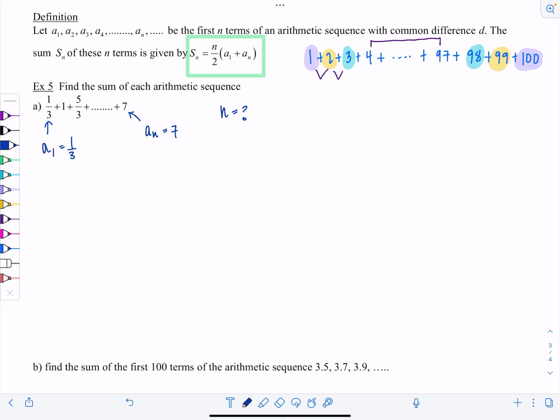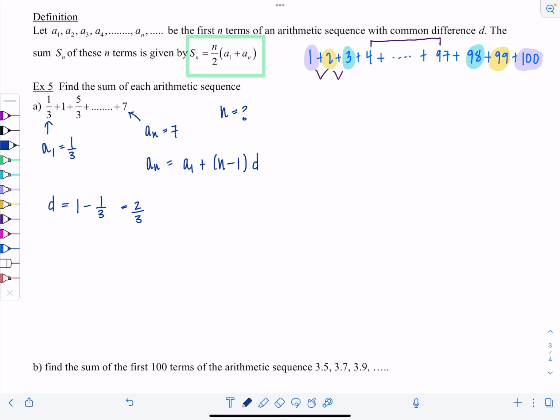I need to know and use my old formula: what is n that yields 7, okay? So can you guys tell me what the common difference is? How do you get from one term to the next? How much are you adding? So we have 1/3, then 1, then 5/3. You can just subtract the term that precedes any term to figure out the common difference. So 1 minus 1/3, that's 2/3.